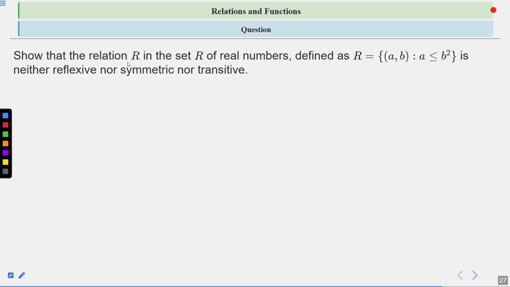Next question: show that the relation R in the set of reals, defined as the collection of all pairs (a, b) such that a is less than or equal to b squared, is neither reflexive, nor symmetric, nor transitive. You'll have some seconds to try this problem, then afterwards we will move on to the solution slide. So your time starts now.